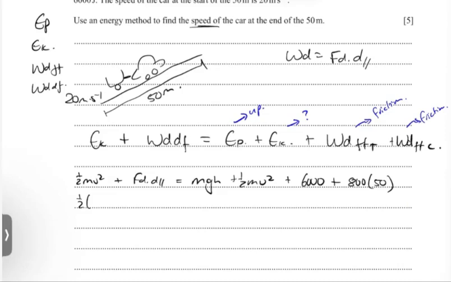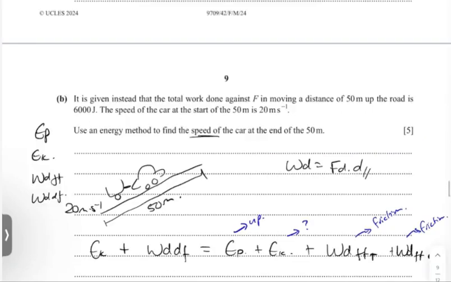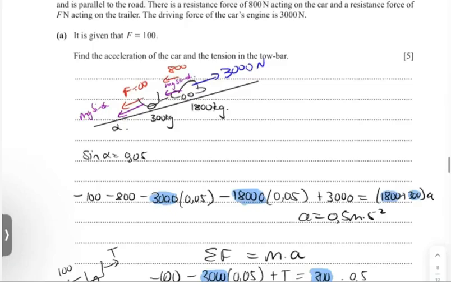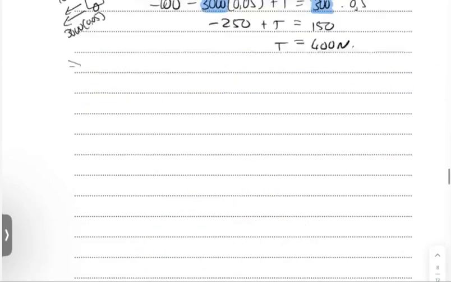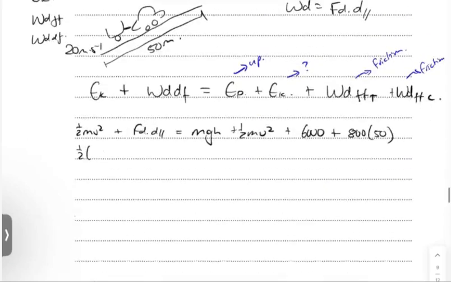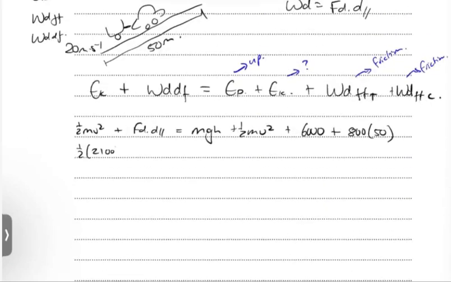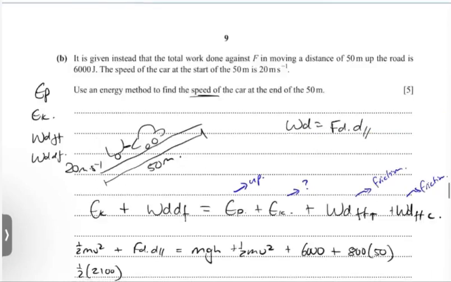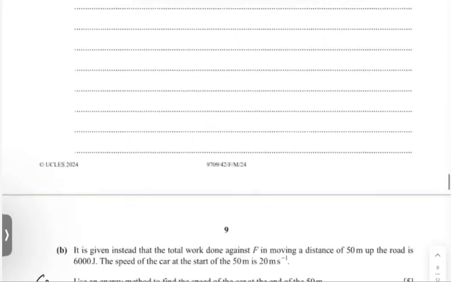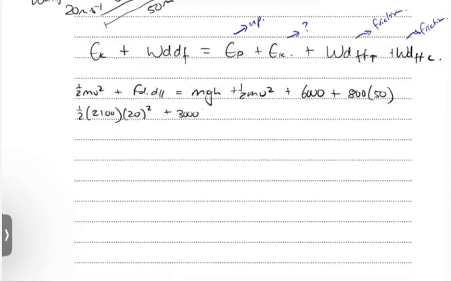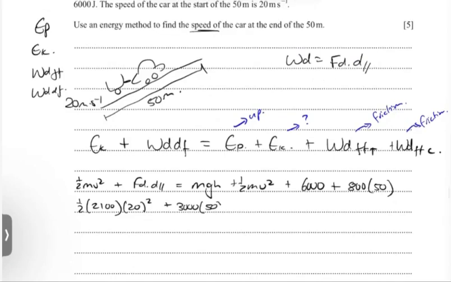The speed of this is a combined speed. The speed of the car at the start is 20. So now we've got a car and a trailer. They both have the same speed, otherwise it wouldn't be a rigid tow bar. So the mass of my car and my trailer is 2,100. Then we've got a driving force of 3,000 Newton, and it is going for 50 meters.